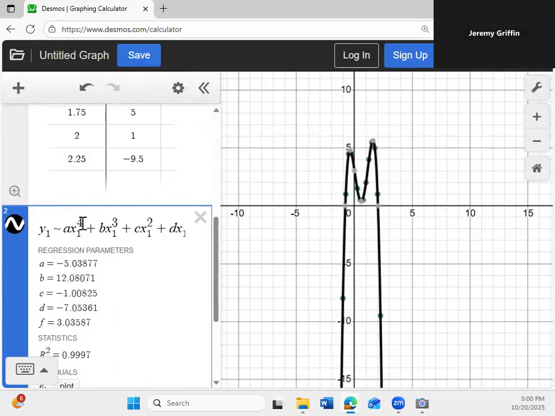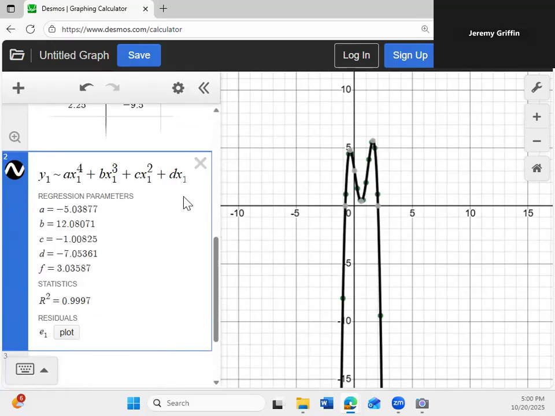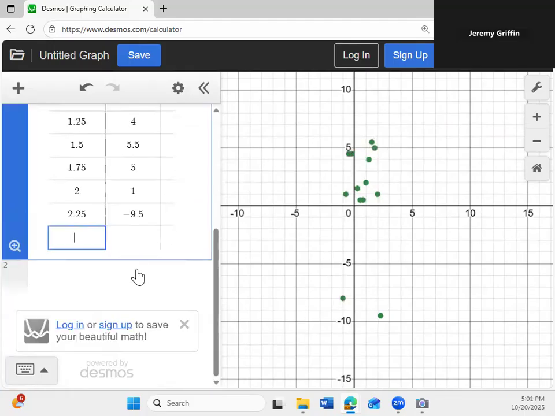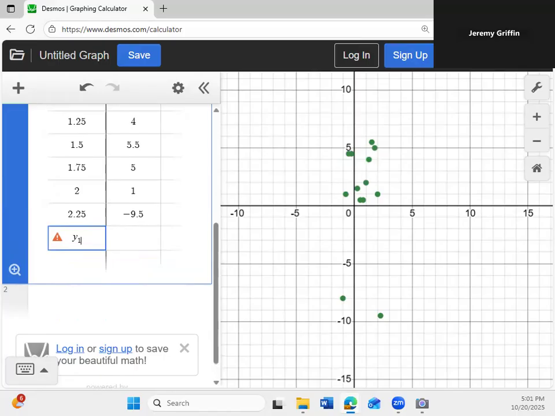I chose a fourth degree polynomial. So you do y underscore 1, and then you put the tilde, and then a x 1 to the 4 plus b x 1 to the 3 plus c x 1 to the 2 plus d x 1. Right? Am I missing something? No! Did not mean to do that. Hang on. Here, I'll reconstruct this from scratch for you guys anyway. Y underscore one. Nope, stop there. I didn't mean to hit the X.